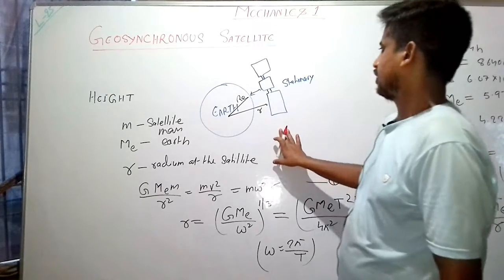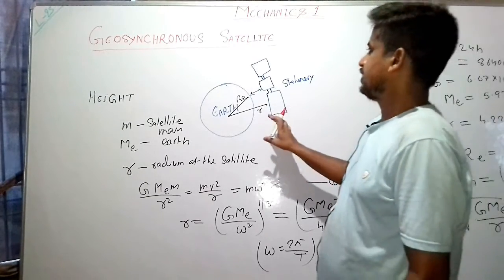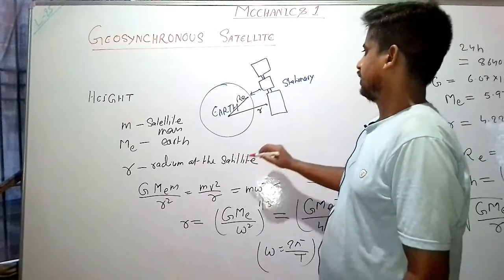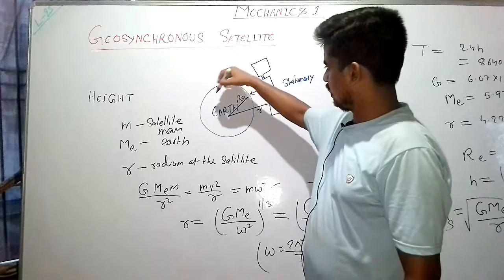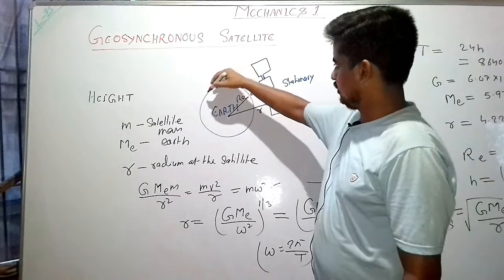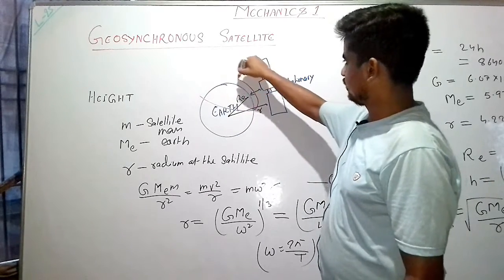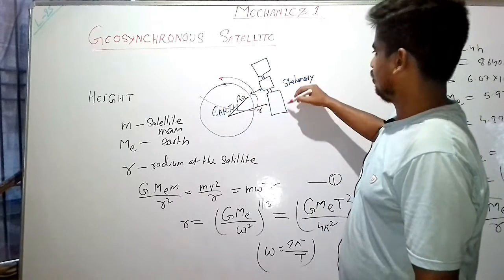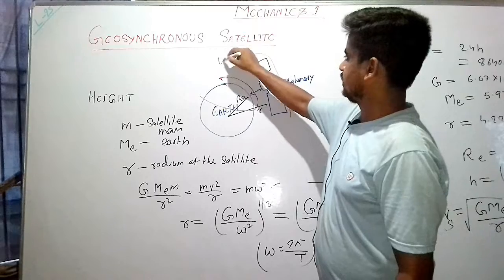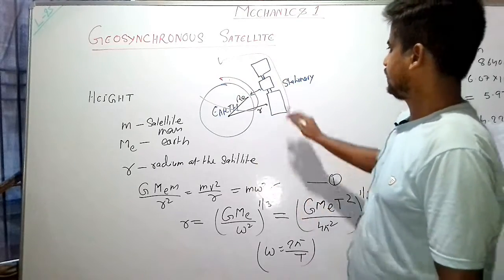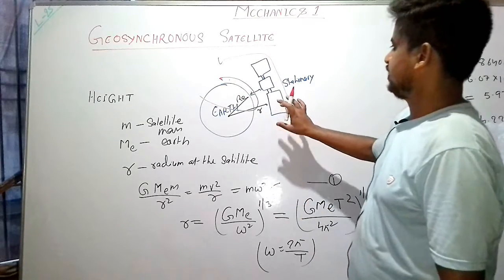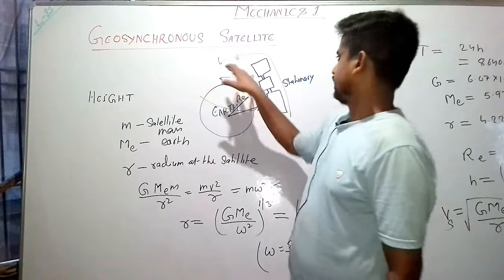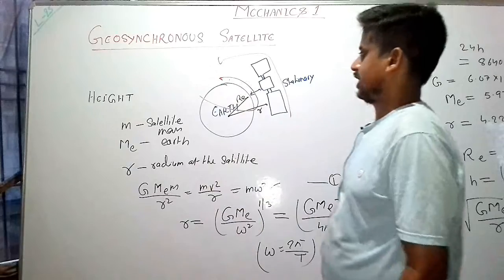Geosynchronous satellites are those satellites which are in a stationary orbit relative to the Earth. It means if the Earth is rotating with a certain angular velocity, this satellite is also rotating with the same velocity. It means this satellite is static with respect to the Earth. So this satellite we call a geosynchronous satellite.